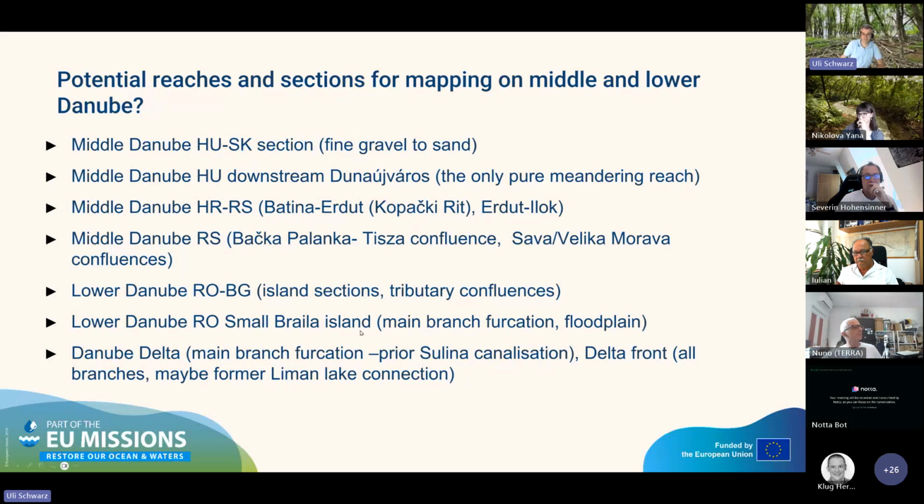Then further, the tributary confluences are, as always, morphologically particularly interesting, also for floodplain development, for the shallow floodplain lakes. Then the small Praila Island is still marvelous, still one of the best preserved and most important floodplains at all at the lower Danube. The knowledge is limited, in my opinion.